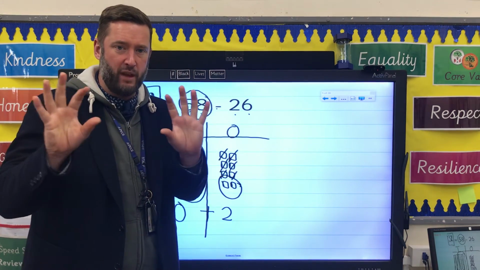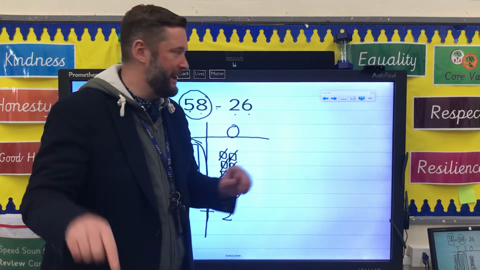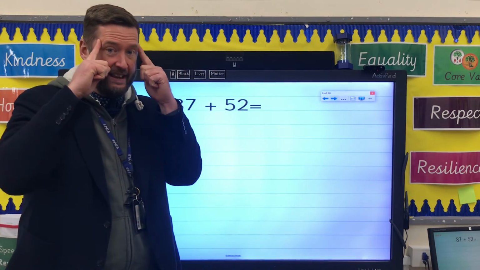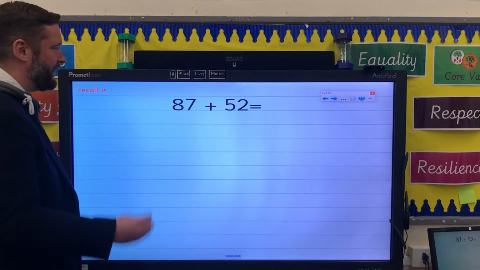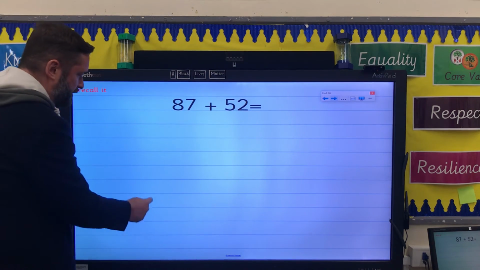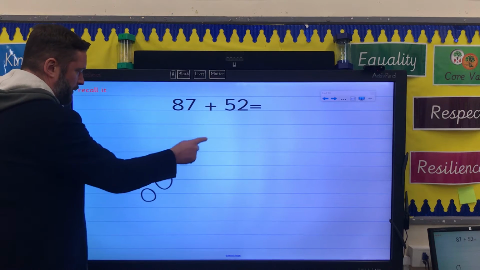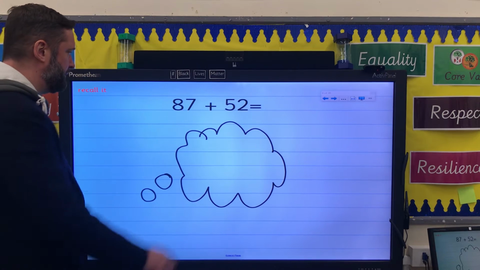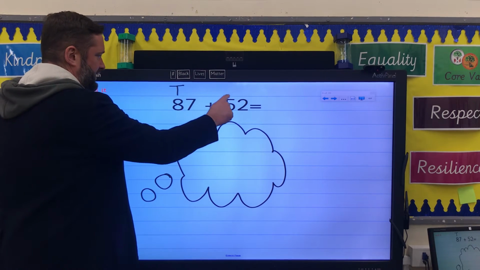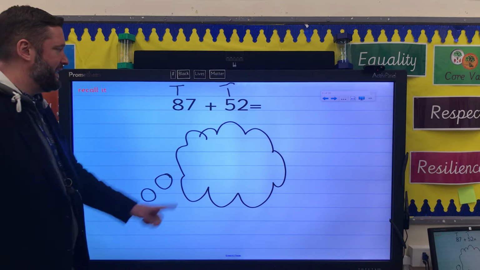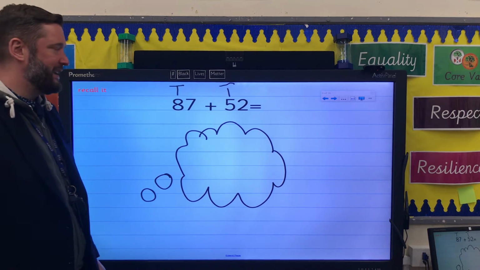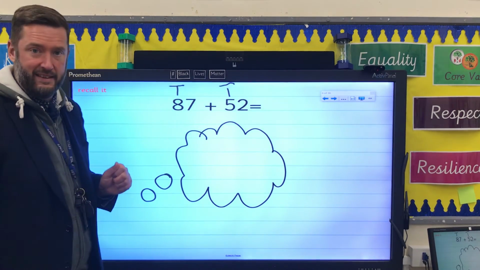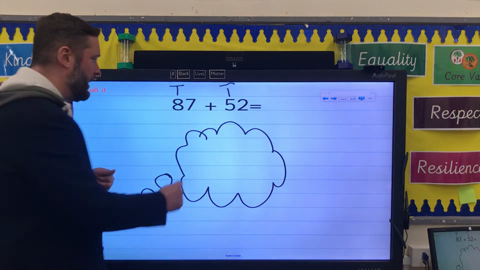Hopefully everybody is okay with drawing a place value chart. Now some of you yesterday were recalling and thinking it. So let's have a think about this with subtraction. So I'm going to draw my thought bubble, because what am I thinking? What am I doing in my head? Okay, I'm going to look at the tens first. 8 tens take away 5 tens. Well, 8 take away 5 is 3, so there must be 3 tens, which is 10, 20, 30.